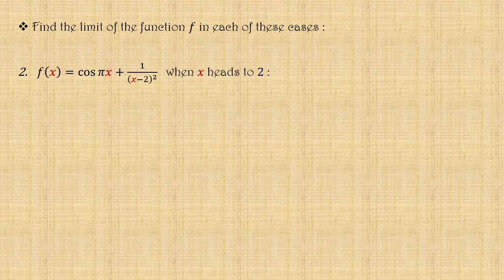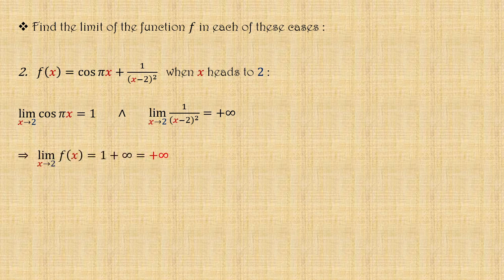For this case, where the function f(x) equals the cosine of πx + 1/(x - 2)², we have the limit of the cosine of πx, that equals 1, when x heads to the number 2, and the limit of 1/(x - 2)² that equals positive infinity, when x heads to the number 2. Now as our function f(x) equals the sum of these two functions, which are the cosine of πx and 1/(x - 2)², then its limit, when x heads to the number 2, equals the sum of the limits of these two functions when x heads to the number 2. Hence the limit of our function f(x), when x heads to the number 2, equals 1 plus positive infinity, which equals positive infinity.